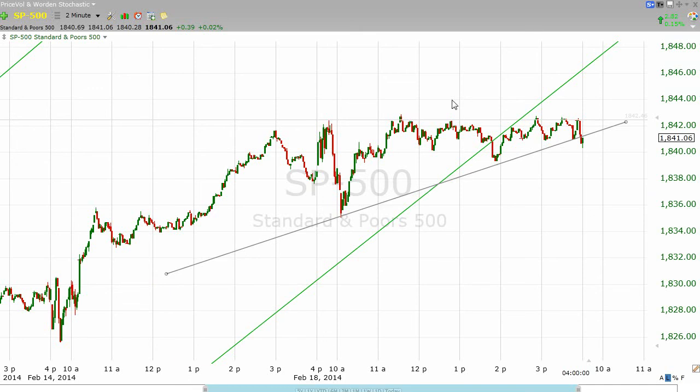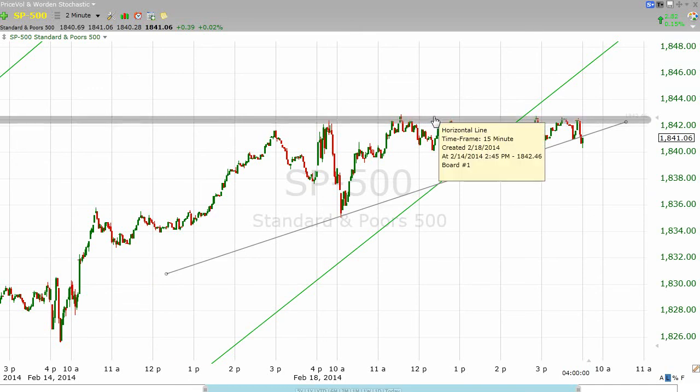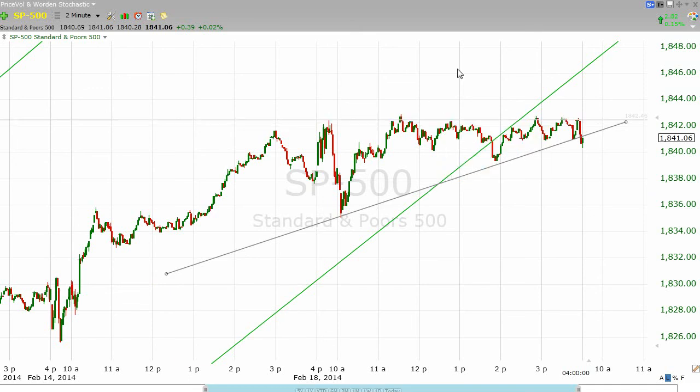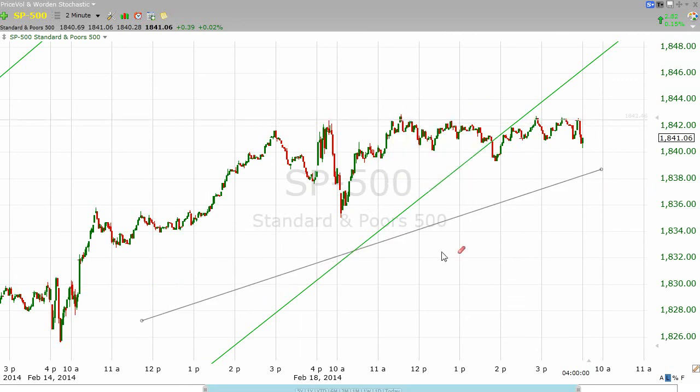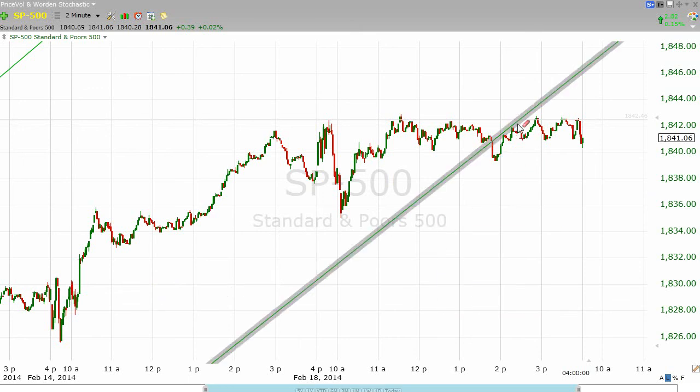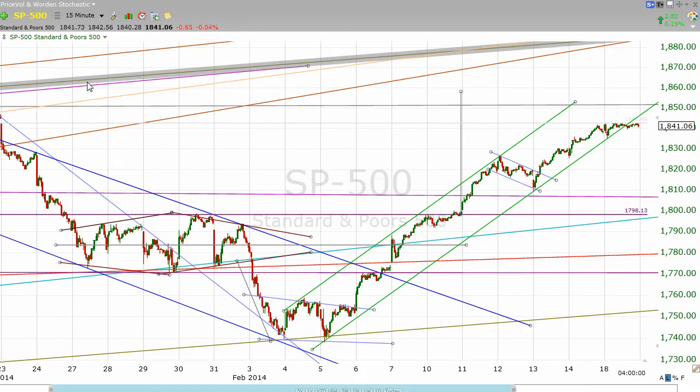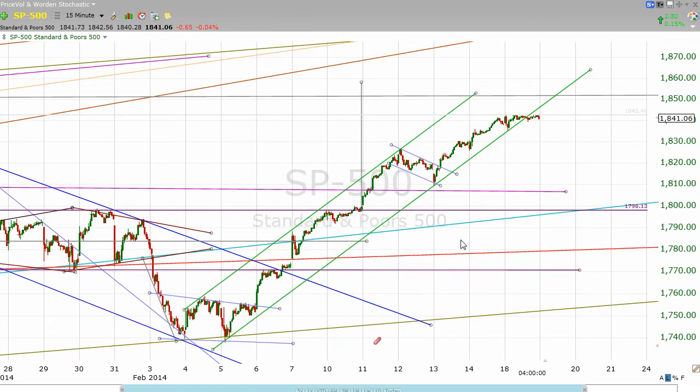But I think really the most outstanding feature on this chart is the resistance at 1842 and change. So I'm not even going to worry about this line. Let's just see what happens in relation to that 1842 line, and if we sell off a little bit more heavily tomorrow, then we might need to talk about this in a little bit different context. But for right now, it doesn't look like anything's really busted in the chart.